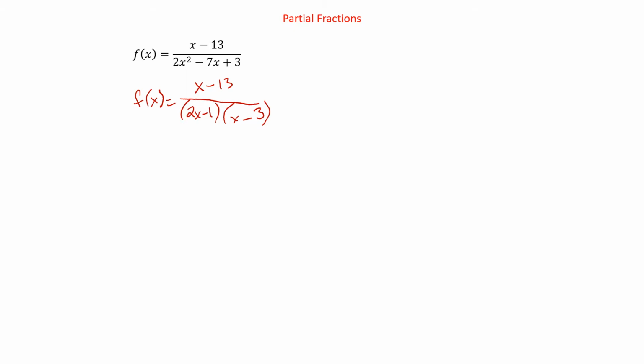Now, the idea behind partial fractions is we're going to split this up using addition. You might be thinking, wait a second, split it up using addition? We're usually adding two fractions together, and so we need common denominators. Splitting them up, what we have is the common denominator, 2x minus 1 and x minus 3. We could split this up to be something over 2x minus 1 plus something over x minus 3.